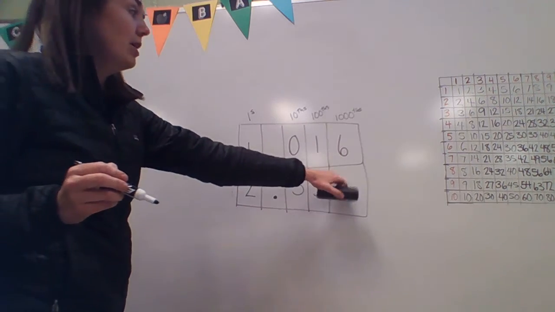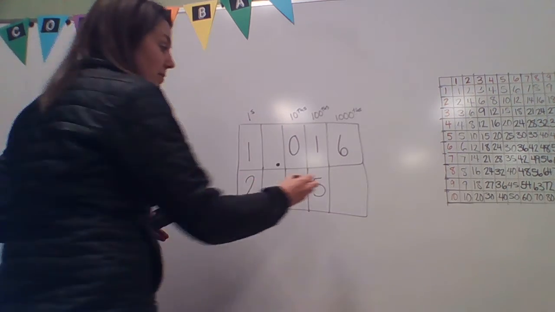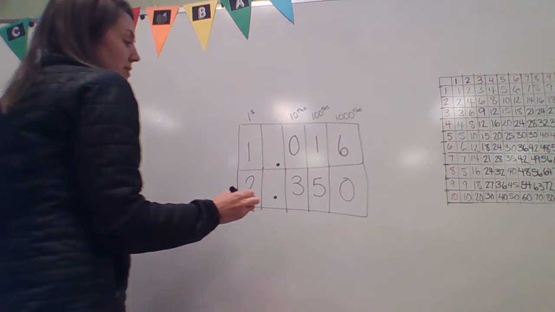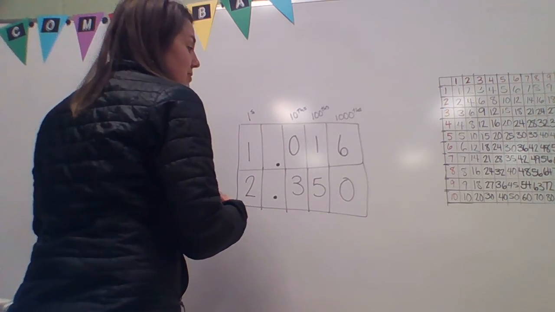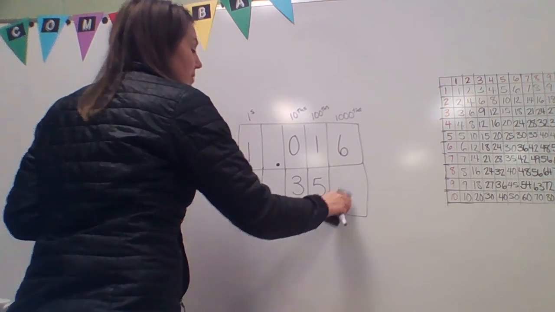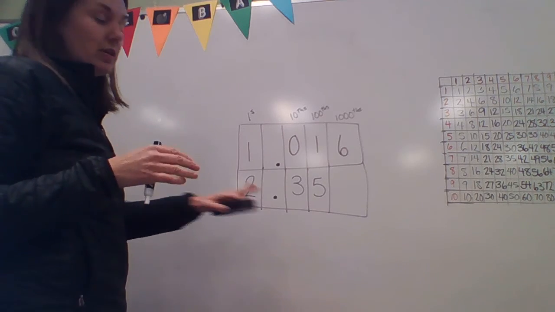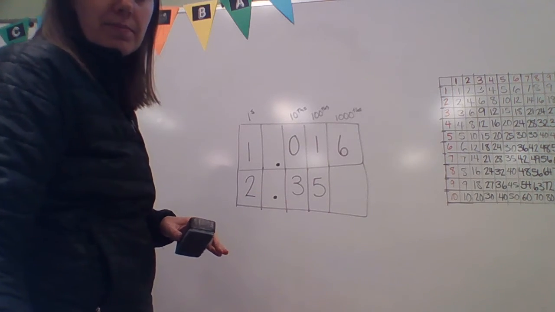So we're not going to put anything in the thousandths, right? Because if we did this, we would say that we have 350 thousandths, which would be the same. But since it said we have 35 hundredths, we're just going to write it like this.